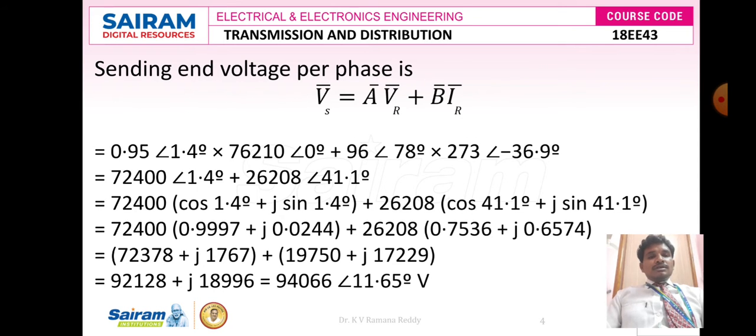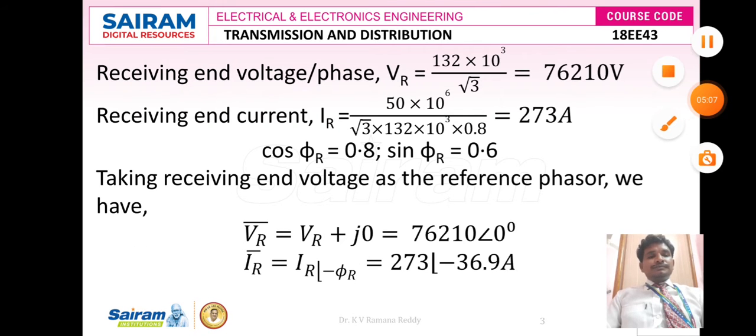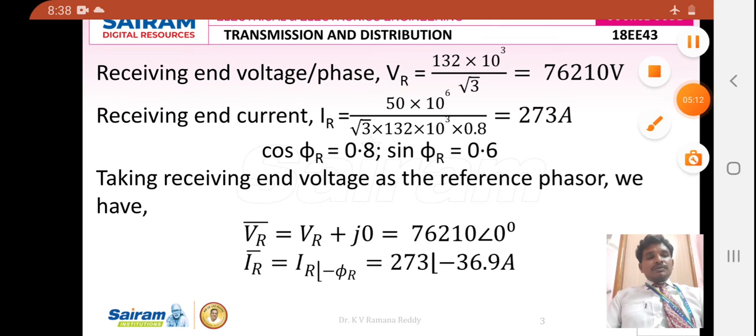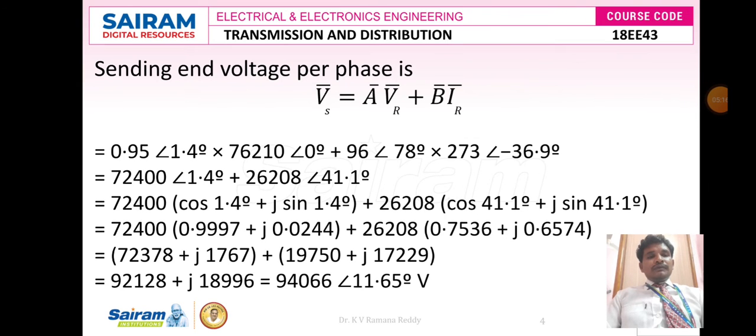And the sending end voltage equation per phase, according to the transmission line constants, is Vs bar equal to A into Vr bar plus B bar into IR bar. We have just calculated VR bar, which is 76,210 at an angle of 0 degrees. Substituting it, Vs bar is 0.95 at an angle of 1.4 degrees into 76,210 at an angle of 0 degrees plus B bar, that is 96 at an angle of 78 degrees, into IR bar, 273 at an angle of minus 36.9 degrees.